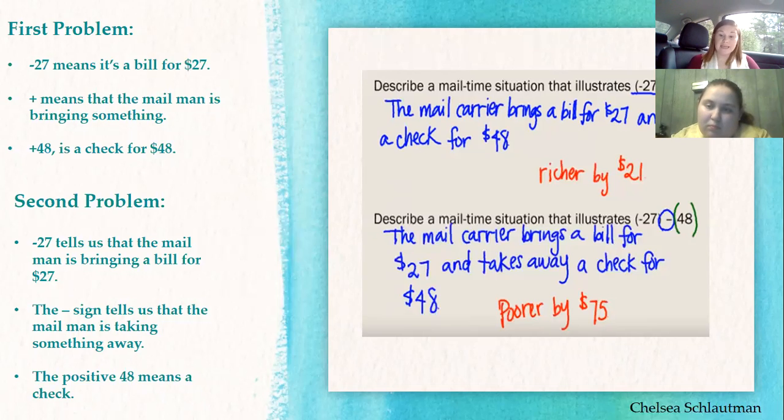Then he's going to be taking away a check for $48. So the way we look at this is the actual problem as a whole, negative 27 minus 48. If you work that problem out, just the numbers without having a statement, it would be 75. You'd be poorer by $75. So you would also be looking at this problem to know what the net worth is, if it's going to be increasing or decreasing. So that's why you see richer by $21 here and then poorer by 75.